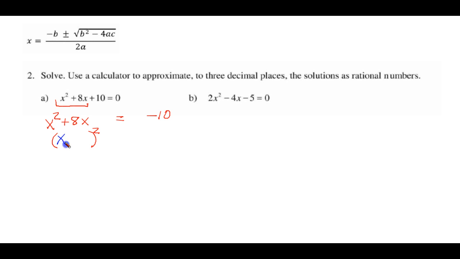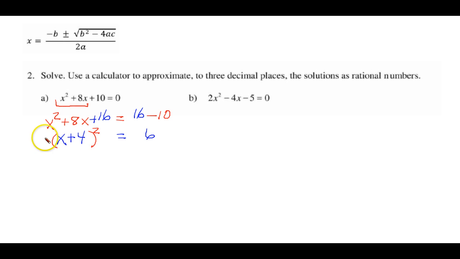Well, we know we have an x plus what? Well, it's half of our b term, which would be 4. So when we square this term, we get our new c term up here, which will be 16. And we have to add 16 to that side too. So we now have this equals 6.